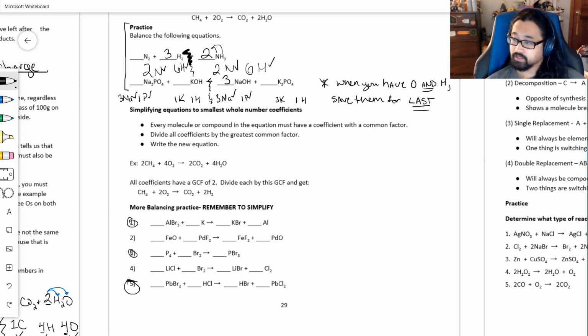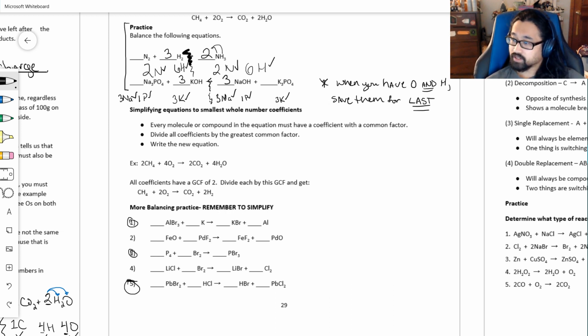Potassium, though, I can fix potassium. I can put a 3 here, and that means that I have 3 potassium. And now I have H, which again, I'll ignore it for a second. Let me make sure. Yep, potassium was good. Okay, now that everything else is good, now let's take a look at oxygen.